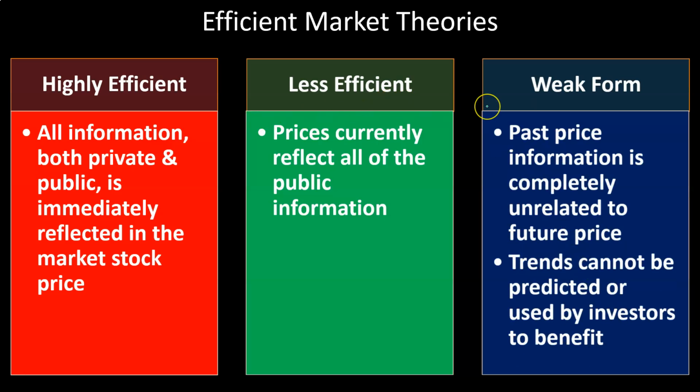And then the weak form says the past price information is completely unrelated to future price, and the trends cannot be predicted or used by investors to benefit. So in this case, you're basically saying, hey, the market is not working. And again, you might be in this situation on a particular market. You might say, hey, I believe in markets, but this particular market doesn't work for whatever reason.